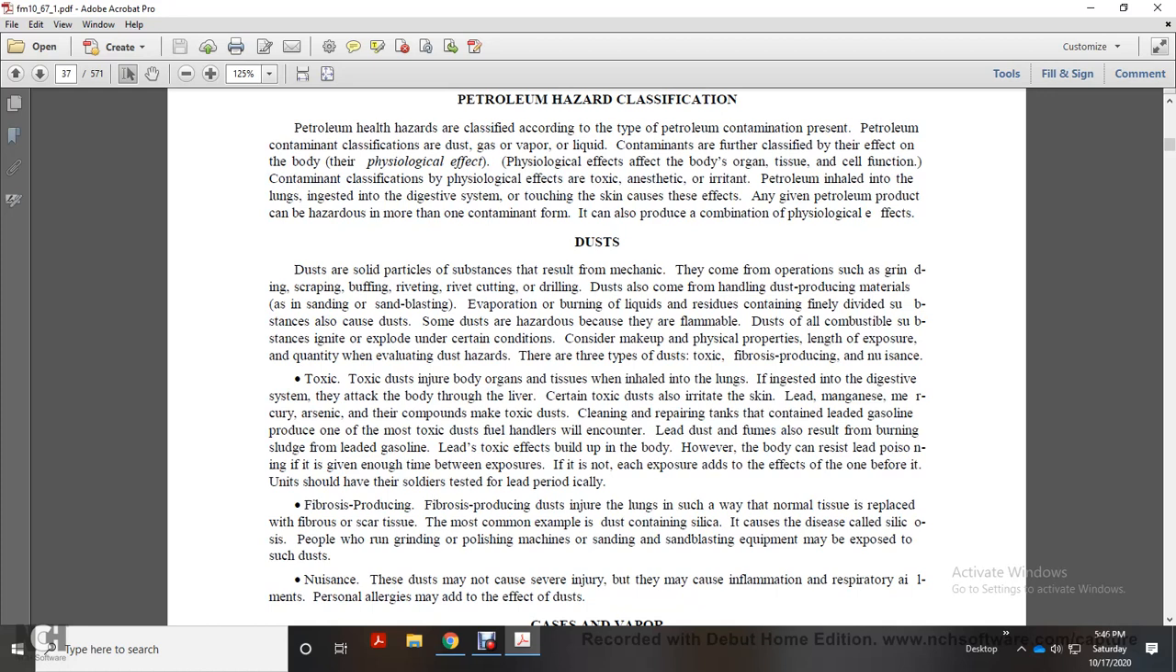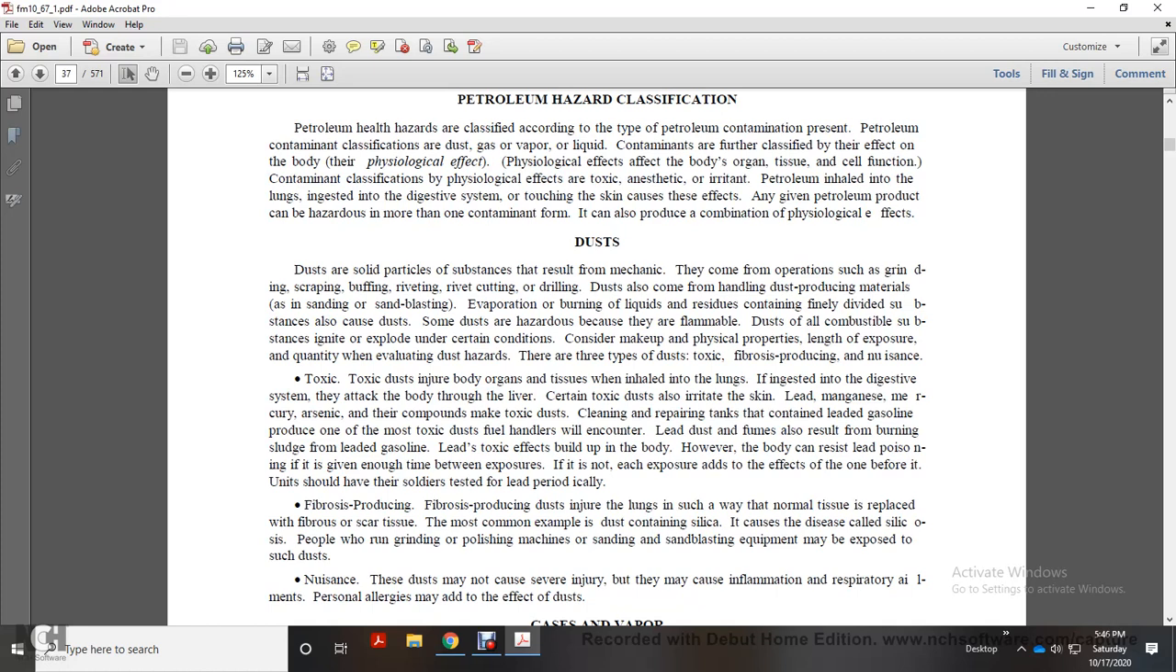Toxic dust injures body organs and tissue when inhaled into the lungs, ingested into the digestive system, and taken into the body through the liver. Certain toxic dusts irritate the skin. Lead, magnesium, mercury, arsenic, and their compounds make toxic dust. Cleaning and repairing tanks that contain leaded gasoline produce one of the most toxic dusts.